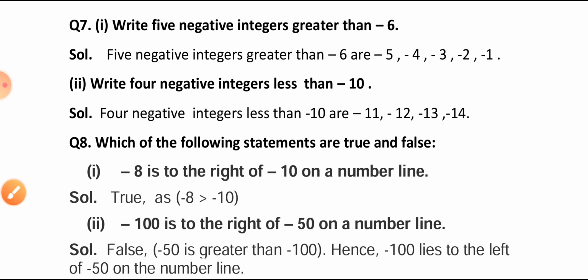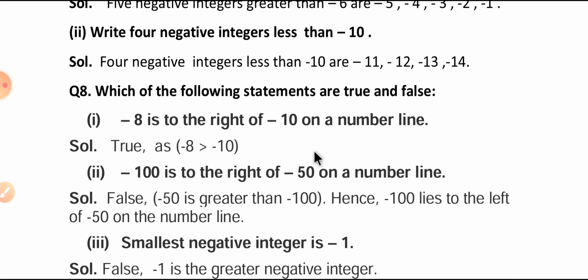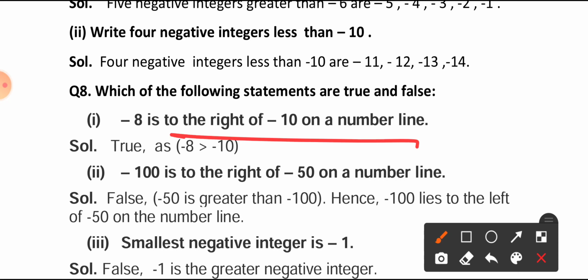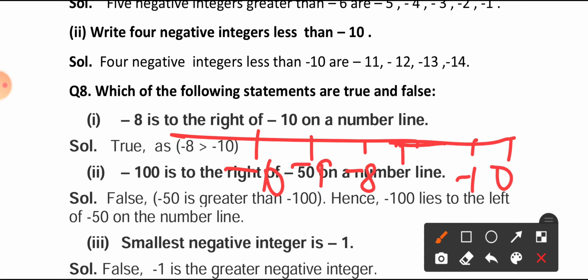Now question number 8. Which of the following statements are true and false? Now we have to write true or false here. First one, minus 8 is to the right of minus 10 on a number line or not. So let us check. First we'll make a number line. Now write here minus 8, here minus 9 will come, and minus 10. As you start from 0 till minus 1 to minus 8, you have to write all the numbers till minus 10. So what is asked here?